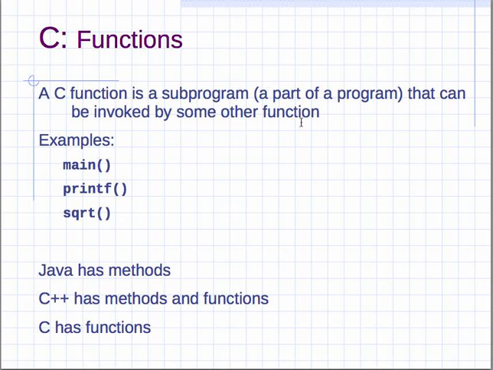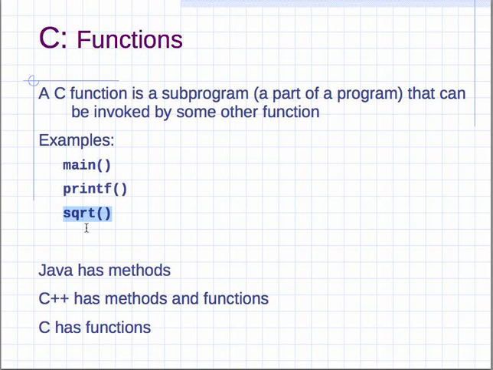Okay, a C function is a subprogram or part of a program that can be invoked from some other place, usually a different function. Examples are the main function, which is the first thing that gets executed in a program. Printf, which you probably have used to print things out to the console or to a file. And then something that doesn't produce any output, just returns a value, like a math function such as square root. So these are all examples of functions.